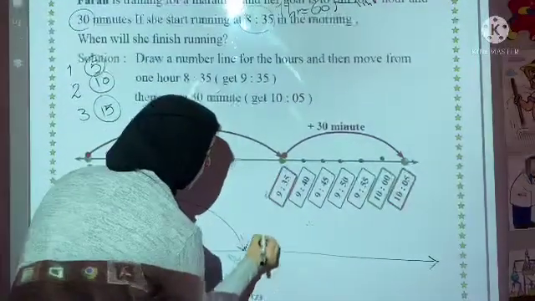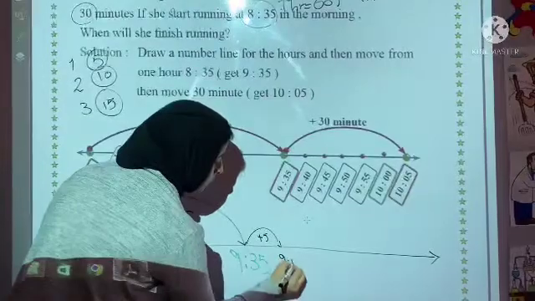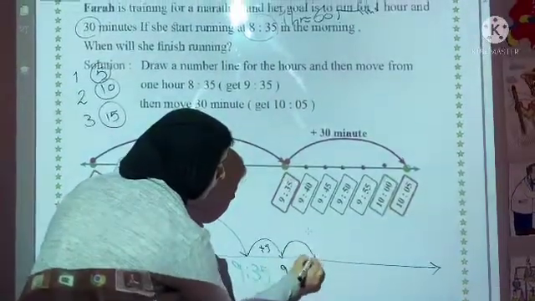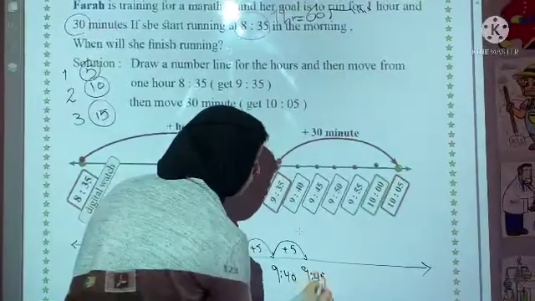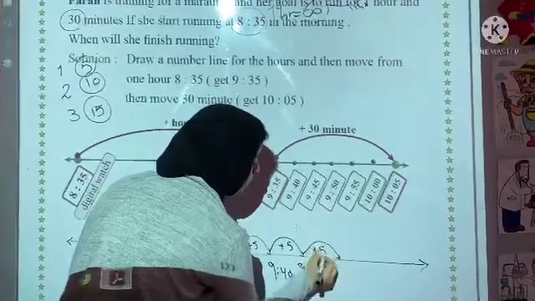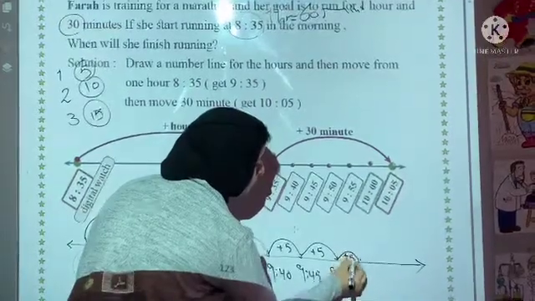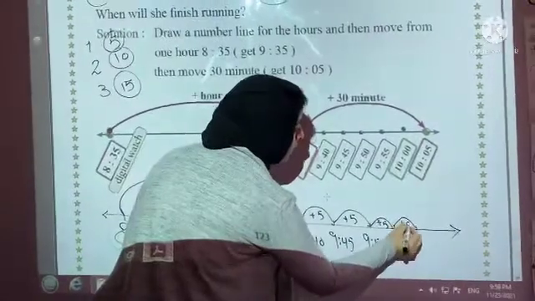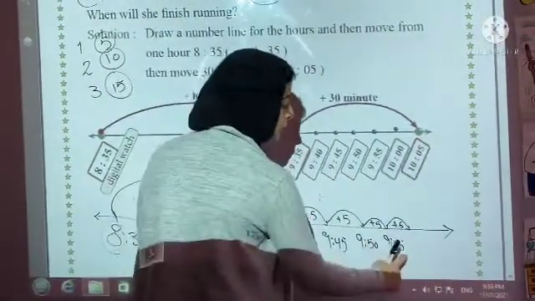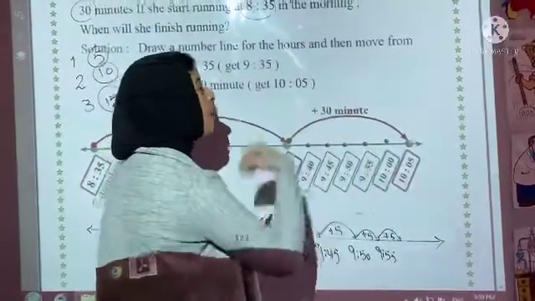So I'm gonna add 5, so it will be 9 and 40, another 5 minutes, it will be 9 and 45, another 5, it will be 9 and 50, another 5, it will be 9 and 55. Now I want to add another 5. When you add another 5 to 55, it will be 60. That means you have 60 minutes. That means you have how many hours?